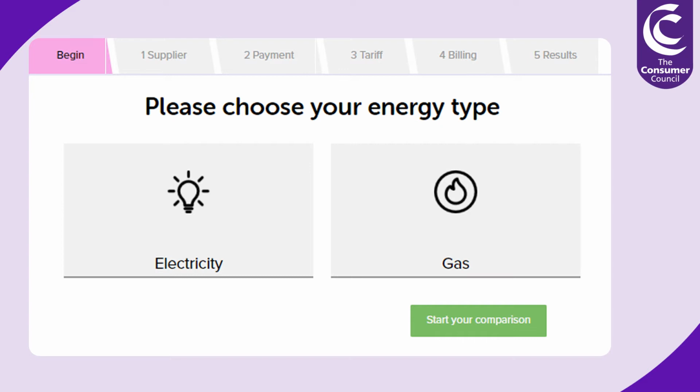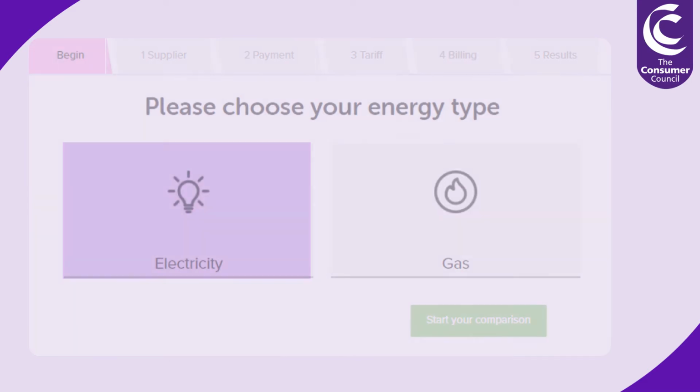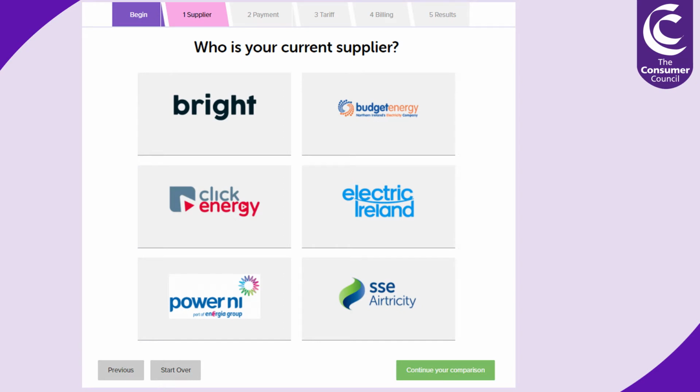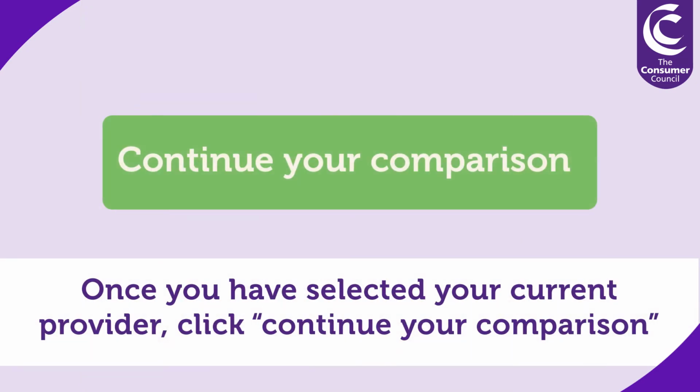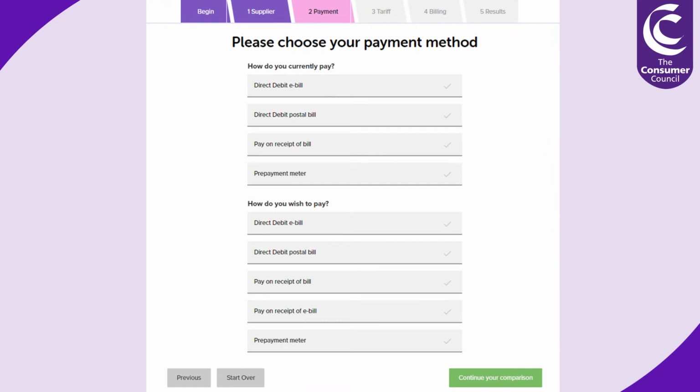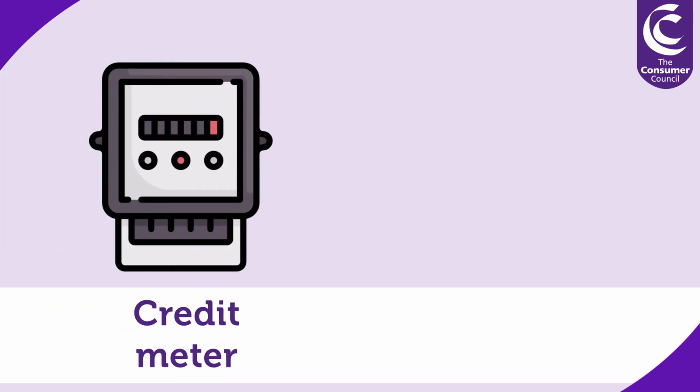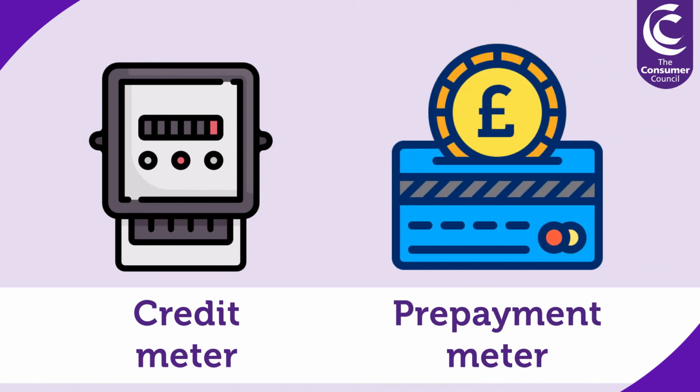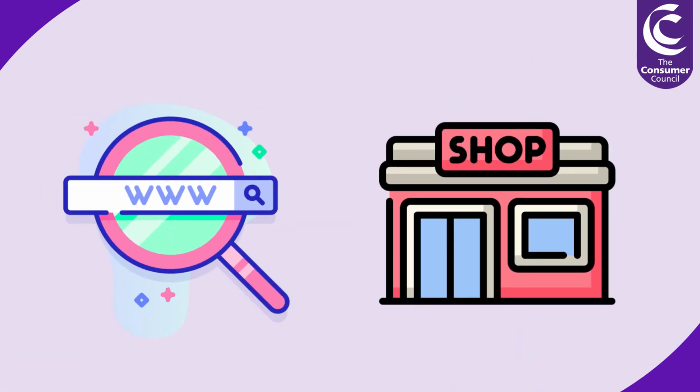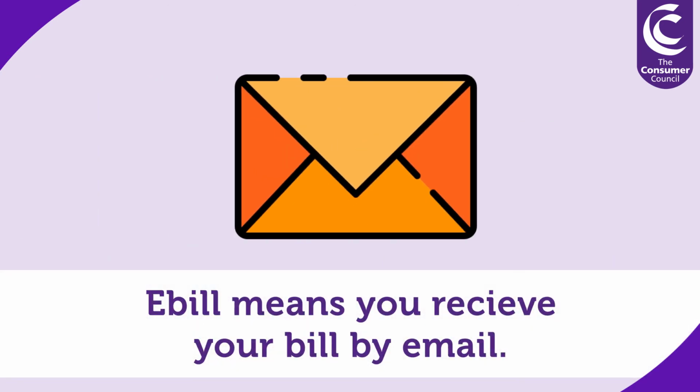Choose your energy type. In this instance, click Electricity. Select your current supplier. Choose your current payment method. You will either have a credit meter where you get a bill, or a prepayment meter that you top up online or at a local shop. E-bill means you receive your bill by email.